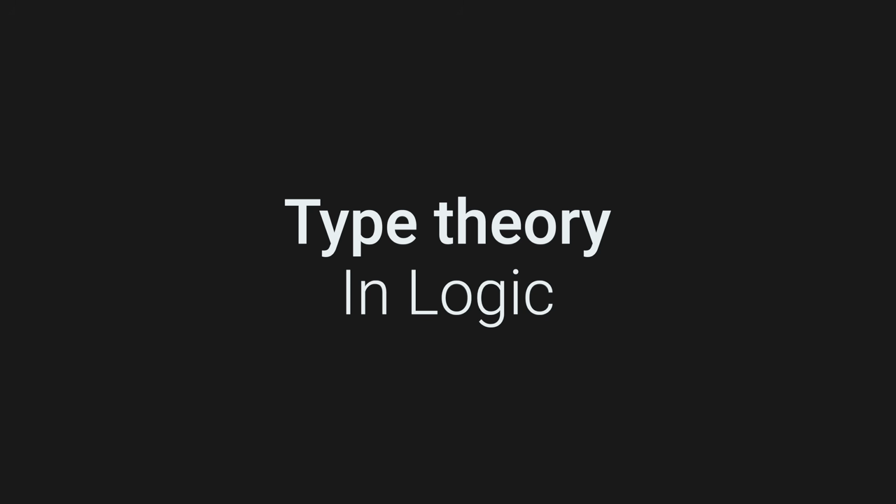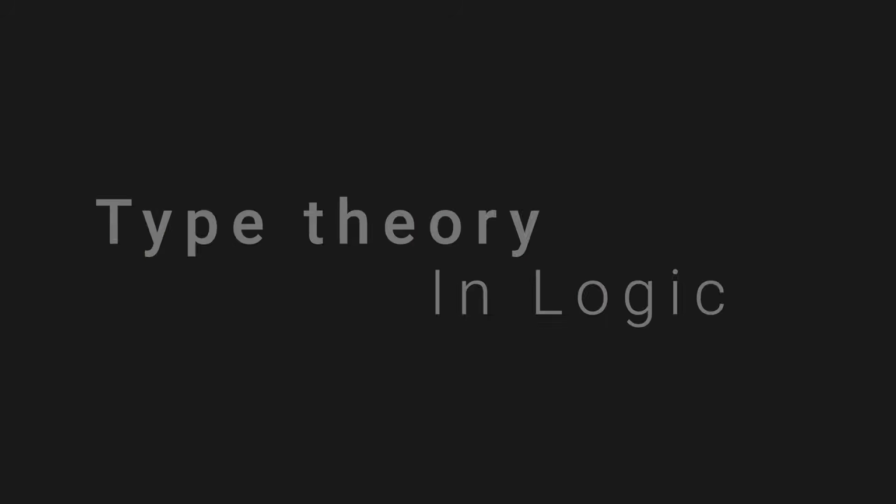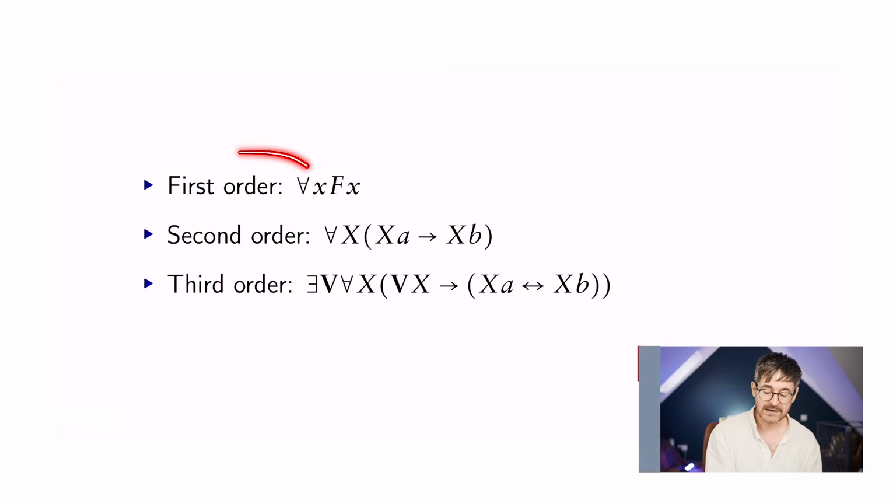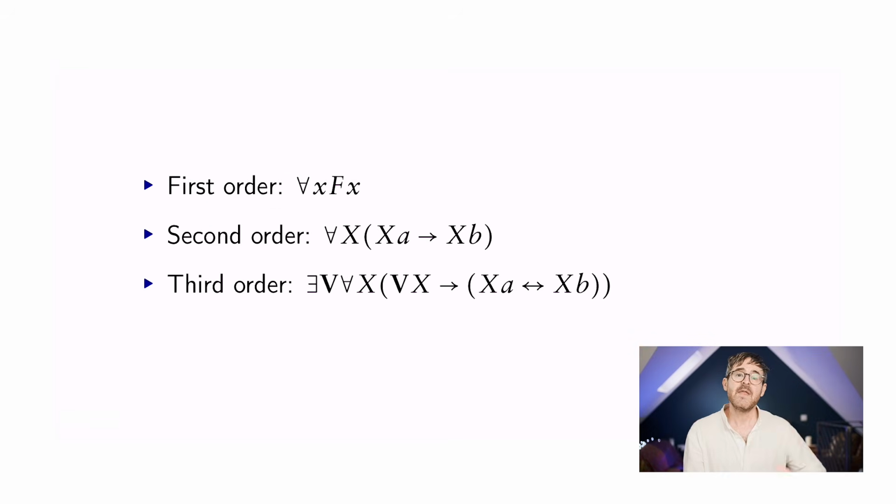Okay, now let's have a look at how type theory works in logic. And this is going to be related to higher order logic. So what do we mean by higher order logic? Well, lots of people are familiar with first order logic. The first order bit there means that our quantifiers are quantifying over things, the x in fx. So over people and rocks and chairs, objects basically, particulars.